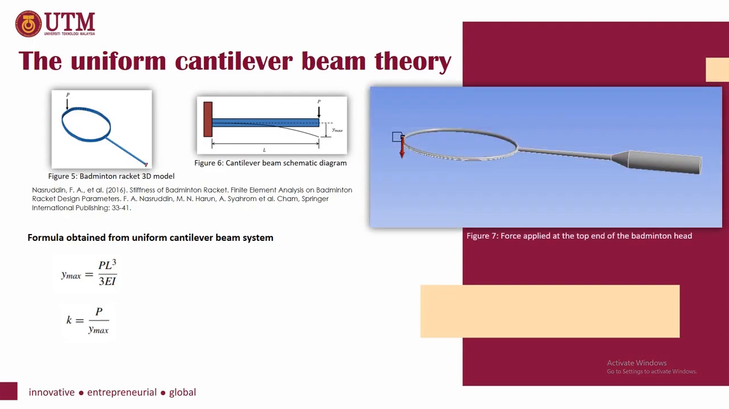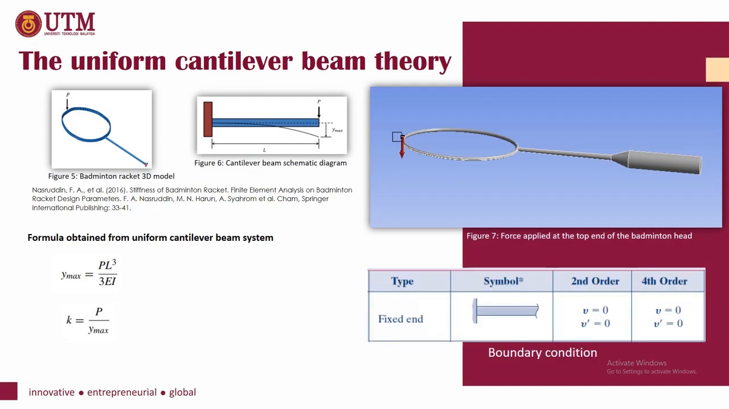Figure 7 shows force applied at the top end of the badminton head in the ANSYS software simulation. The table below shows the boundary condition for this simulation, which is a fixed end. At the bottom of the handle, the surface of the butt cap is in a fixed position, while force is exerted at the tip of the head.